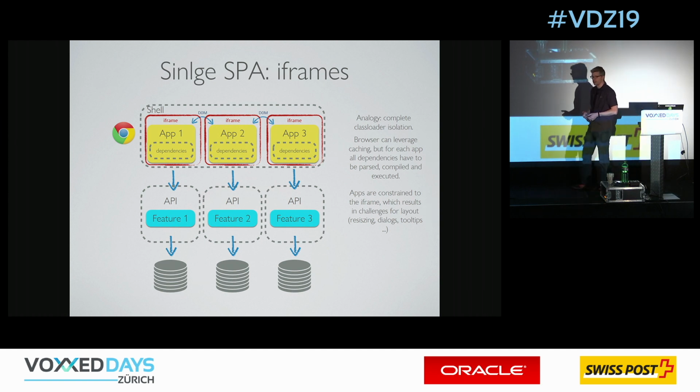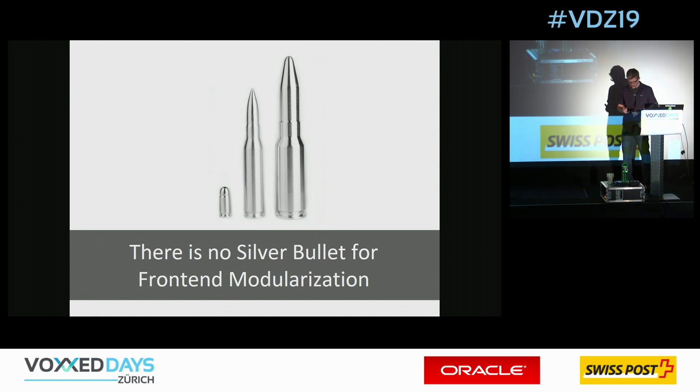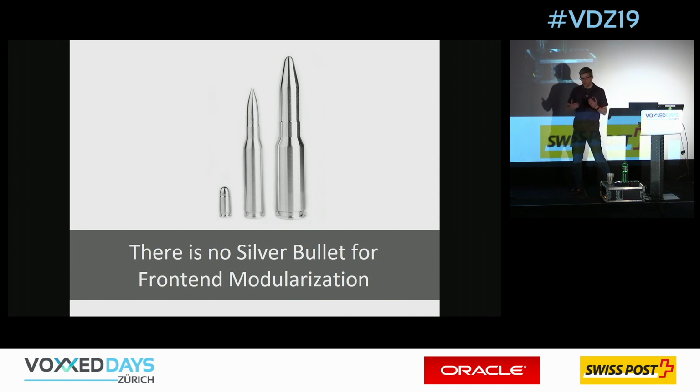Iframes give us complete isolation. And well, iframes don't have the best reputation. But we will see with the SCION Workbench, we can actually do a lot with iframes. So the takeaway here is there is no silver bullet for front-end modularization. You have to implement one way that fits your project, and you have to choose which way.